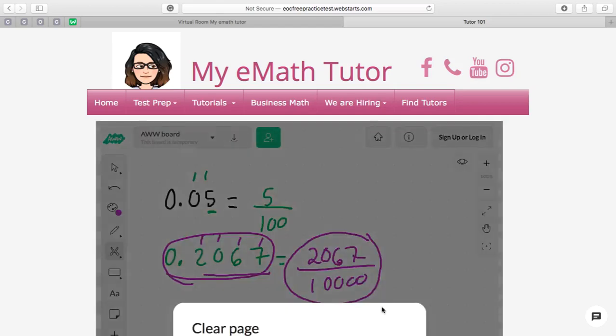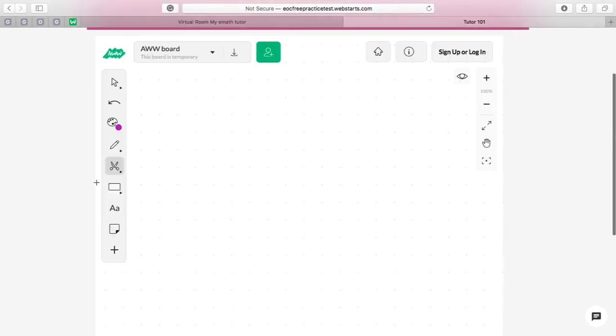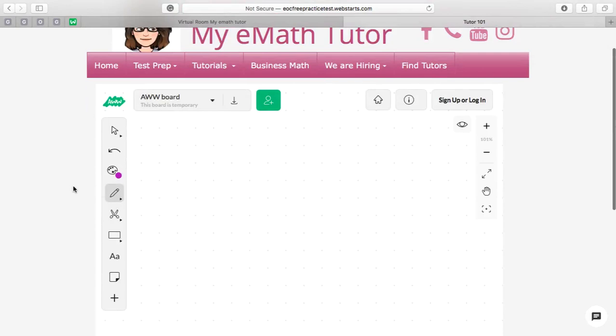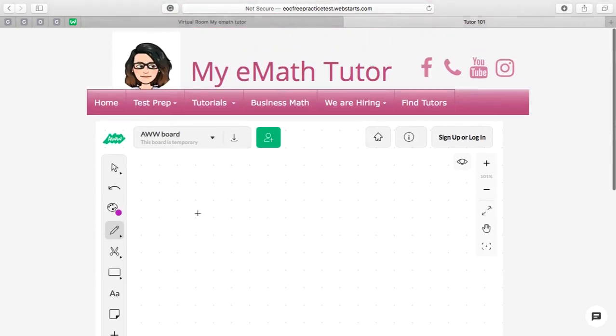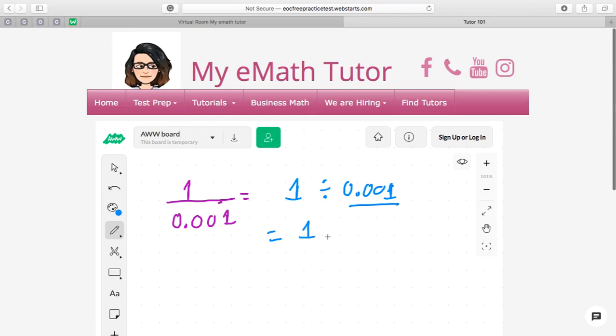Now let's just go ahead and do some practice and understand why it's so important to know this type of trick. Let's say that you have 1 over 0.001. When I look at this, I'm thinking, oh, I don't know what 1 divided by this is going to be. But then I think about it and I say, but wait a second, let me rewrite this as 1 divided by 0.001. And then what I'm going to do is make this into a fraction. Well, let's do it.